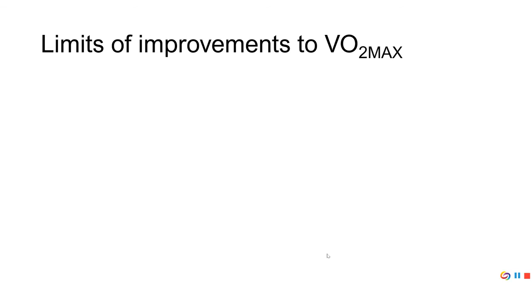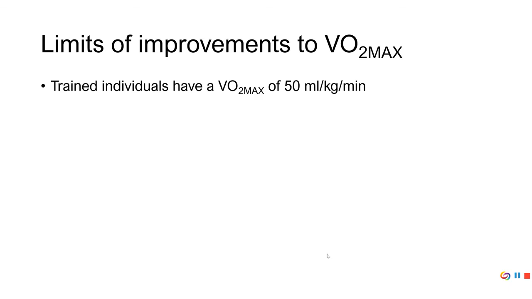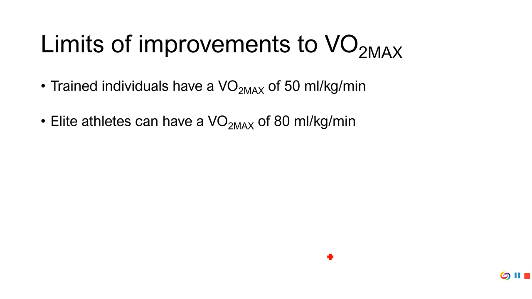So can we just improve VO2 max forever? And the answer is obviously no. Generally, trained individuals are somewhere around 50. I'm hoping I'm still there. I think that I am. Elite athletes can have 80. I think the highest that they've ever recorded is high 90s or mid 90s by a Norwegian cross-country skier, but there are some allegations that he was blood doping at the time, so it's not necessarily real.